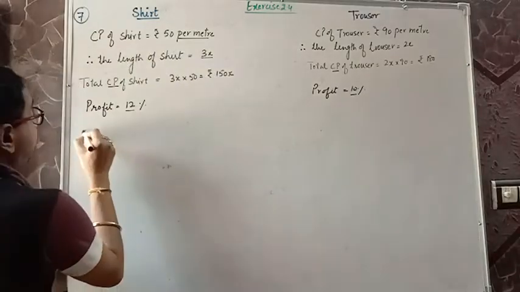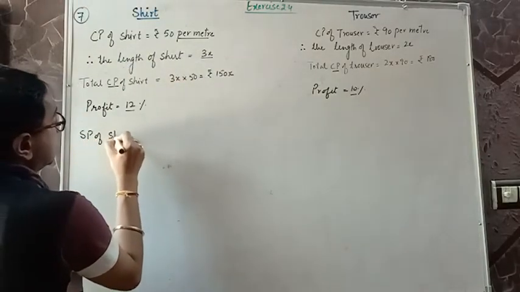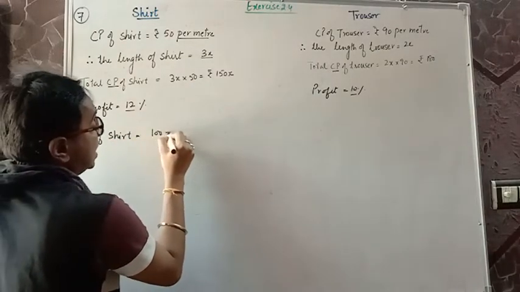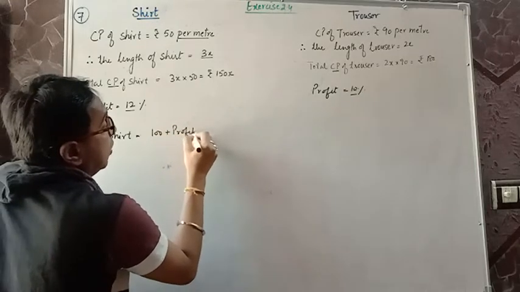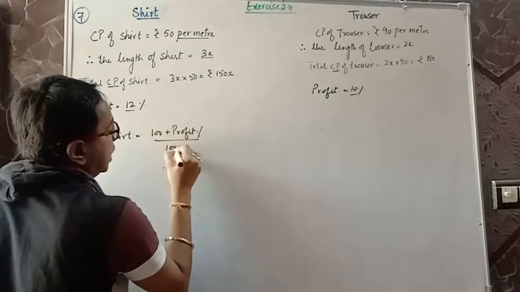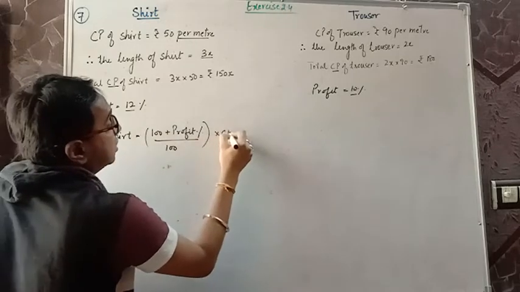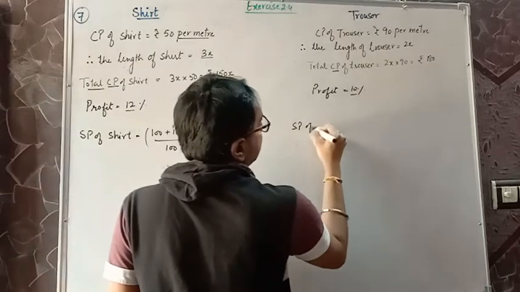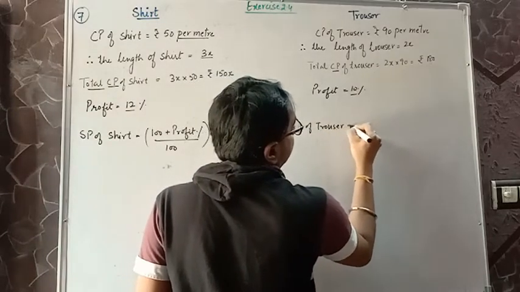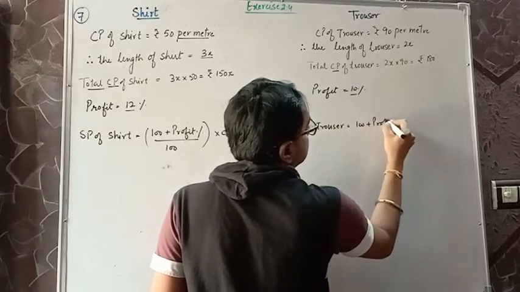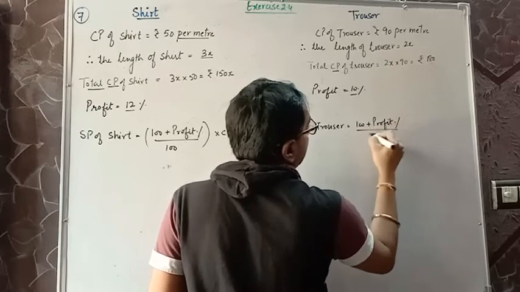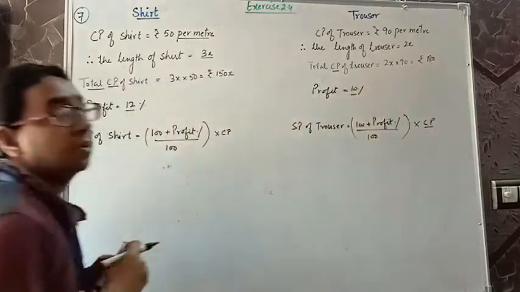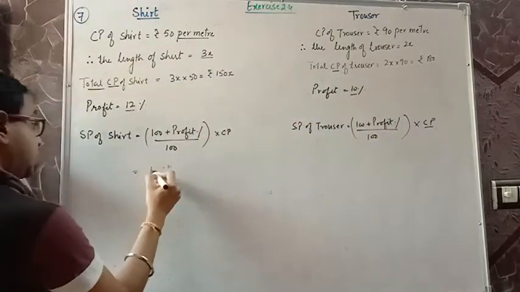So what is the formula of SP? SP of shirt would be, the formula I have already given you in class 7, (100 plus profit percent) upon 100 into CP. Here the CP I am talking about is total CP. Similarly, SP of trouser is equal to (100 plus profit percent) upon 100 into CP. Again the CP I am talking about is total. Substitute the values and get the answer.